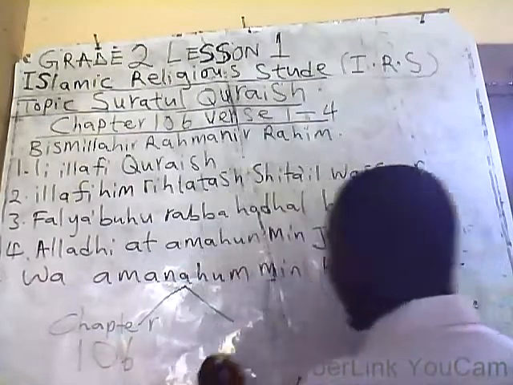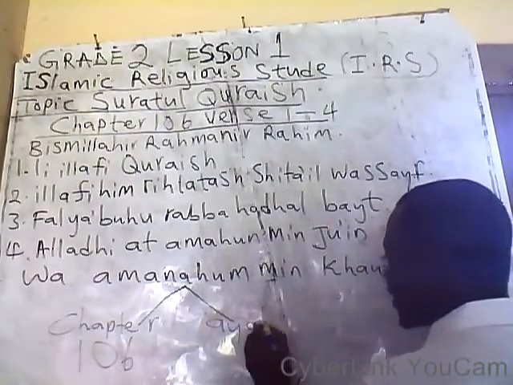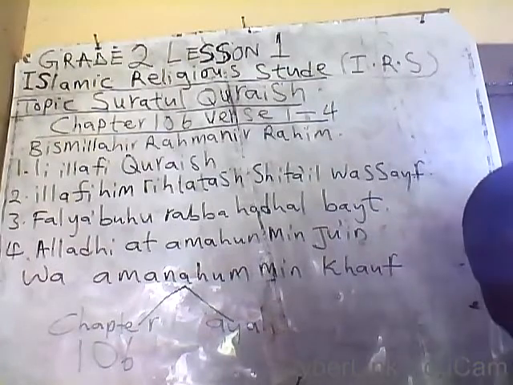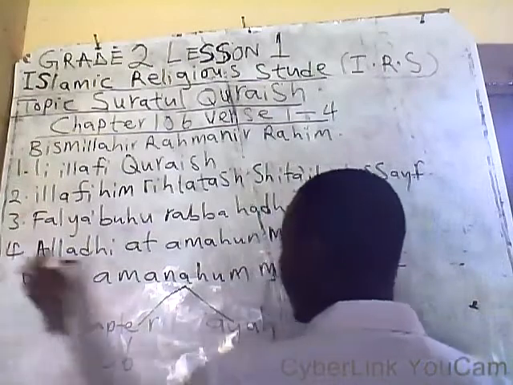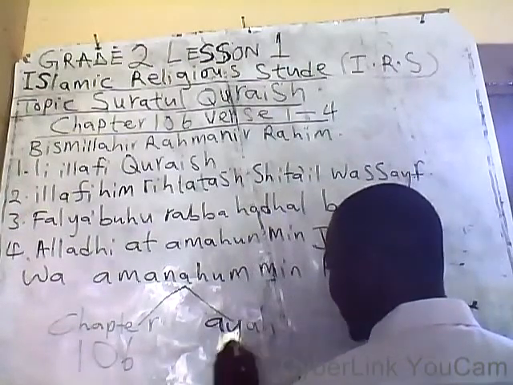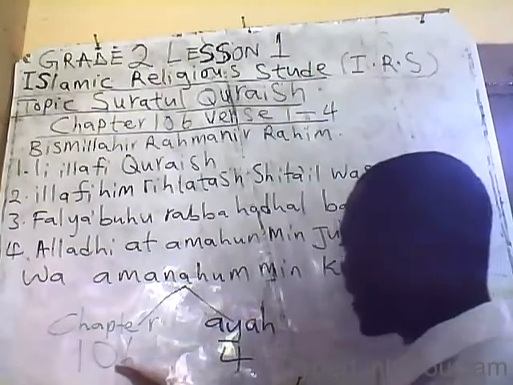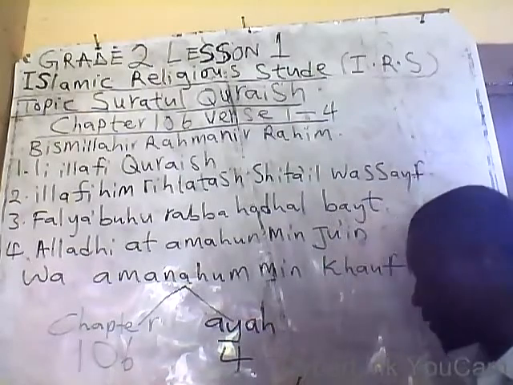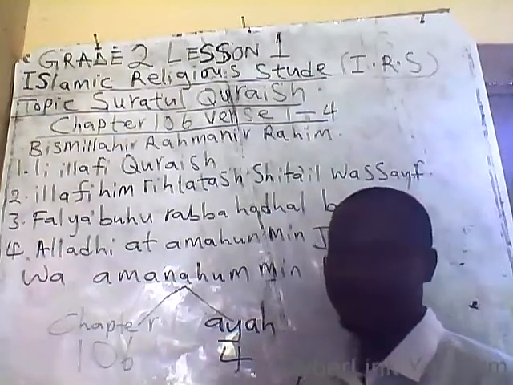106, and it has how many ayahs? How many ayahs are there in Suratul Quraish? As we have here in the recitation, 1, 2, 3, 4. It has 4 ayahs. So Suratul Quraish is found in the Holy Quran in chapter 106, and it contains only 4 ayahs.